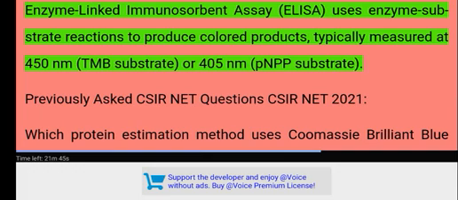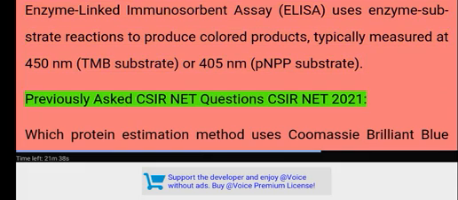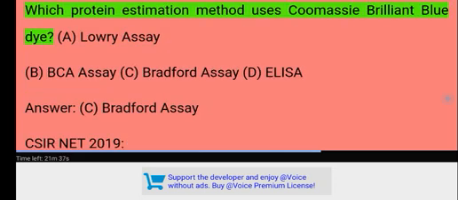Enzyme-linked immunosorbent assay (ELISA) uses enzyme substrate reactions to produce colored products, typically measured at 450 nanometers for TMB substrate or 405 nanometers for pNPP substrate. Previously asked CSIR NET question, CSIR NET 2021. Which protein estimation method uses Coomassie brilliant blue dye?